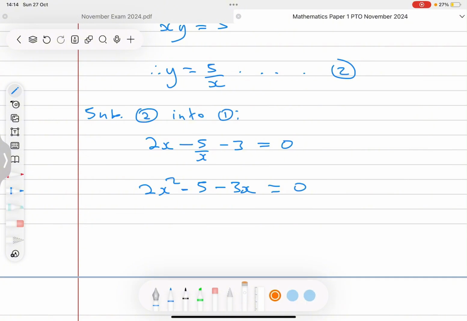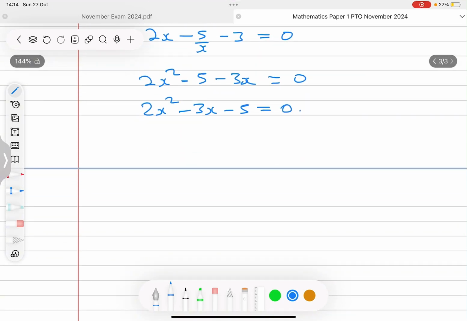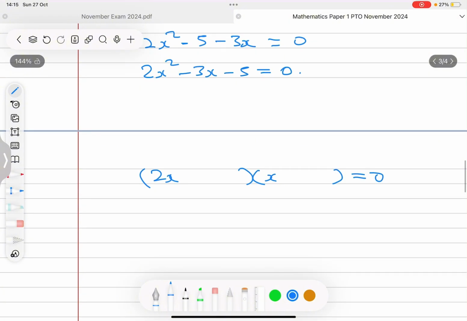Now if you look at this carefully, already it's looking like a quadratic equation. So I can rearrange it in the form of ax squared plus bx plus c equals 0, right? Now at this stage, this is something that I can factorize. I can say this is equals to that, and I'll have a 2x, I'll have the x here.